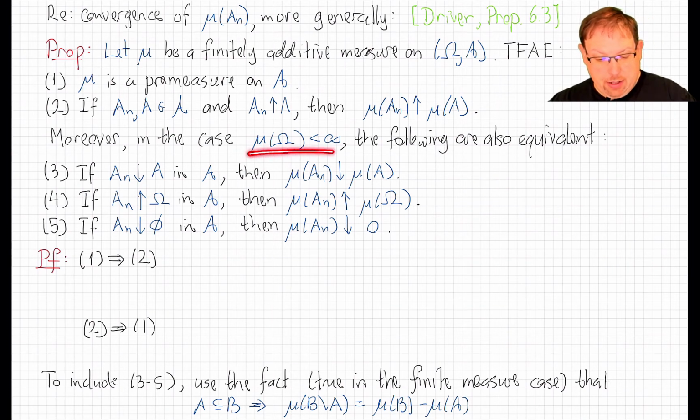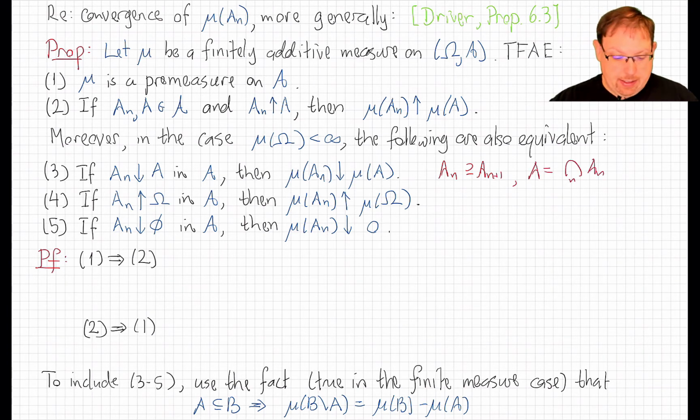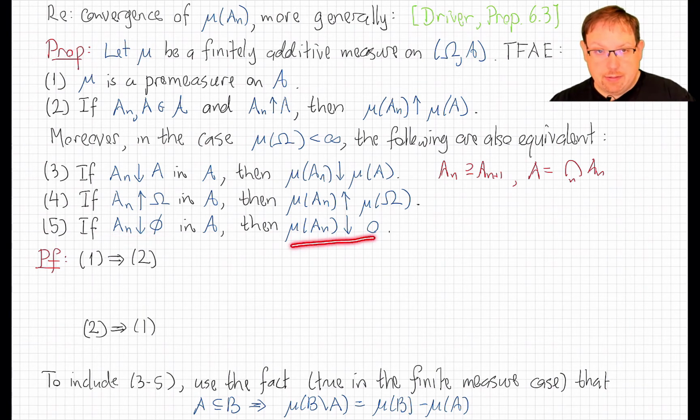Moreover, in the finite measure setting, which is where we will spend most of our time in this course, these two statements are also equivalent to these three. We can also consider only decreasing sequences. And just to be clear, decreasing sequences means that An contains An+1, and that A is equal to the intersection of the An's. We can also only consider sequences that increase to the full sample space, and we can also consider sequences that only decrease to the empty set. All of those are equivalent characterizations of what it means to be countably additive and therefore extend to a fully fledged measure. So why is that?